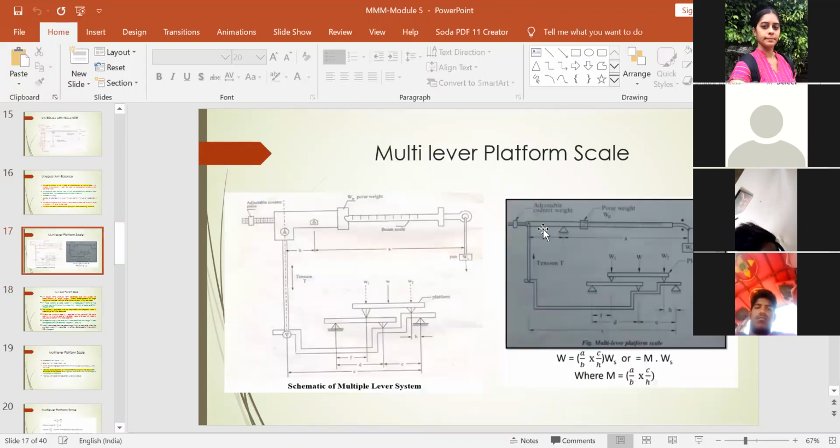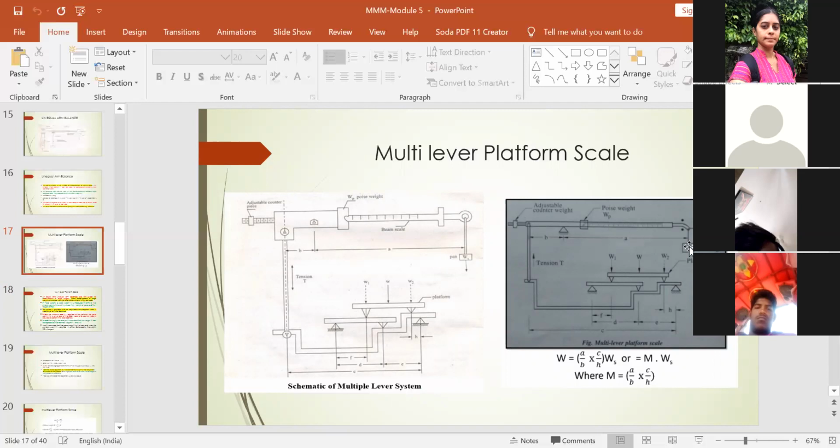So in order to check that the given arm is balanced, you have to see that the poise weight associated here, with respect to the pan weight loaded, shows a 0 reading. Only then can you tell that the given arm is balanced. That will be achieved with the help of adjustable counterweights.